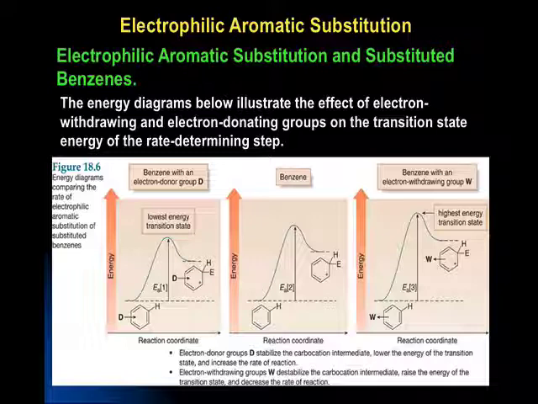Smaller hill to climb. However, if we have an electron withdrawing group, right? If I take electrons away from a carbocation, does that stabilize it or destabilize it? It destabilizes it. It raises the energy, and so therefore the energy of the transition state also must go up, right? So this reaction is going to be slower than benzene. This reaction is going to be faster than benzene.